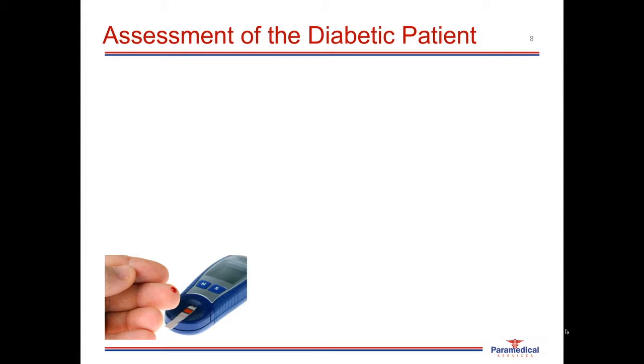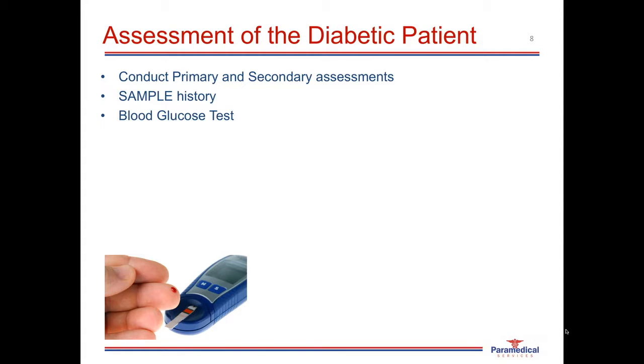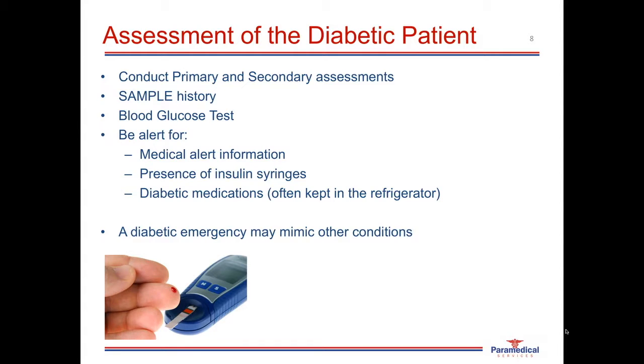When assessing the diabetic patient, conduct primary and secondary assessments. History is key, so ask your SAMPLE history, and in the next slide we'll discuss a few other questions that might be important to ask in the diabetic patient. Check blood glucose levels by doing a blood glucose test using a glucometer, and be alert for things such as medical alert information, presence of insulin syringes or insulin pumps, and if in a patient's house, check the refrigerator because some diabetic medications are kept there.